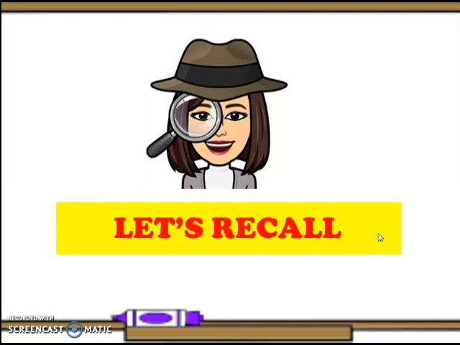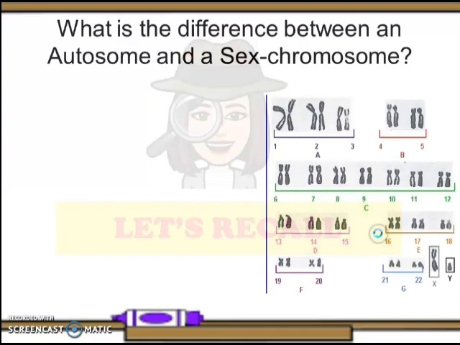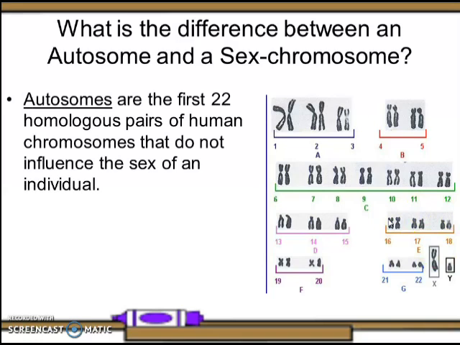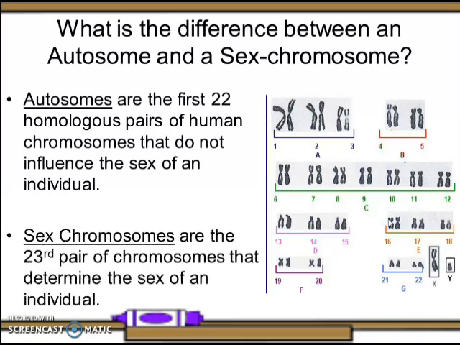Let's recall, in the nucleus of every body cell, there are 46 chromosomes: 22 homologous pairs or autosomes, and 1 pair of sex chromosomes. Now, what is the difference between an autosome and a sex chromosome? Autosomes are the first 22 homologous pairs of human chromosomes that do not influence the sex of an individual, while the sex chromosomes are the 23rd pair of chromosomes that determine the sex of an individual.